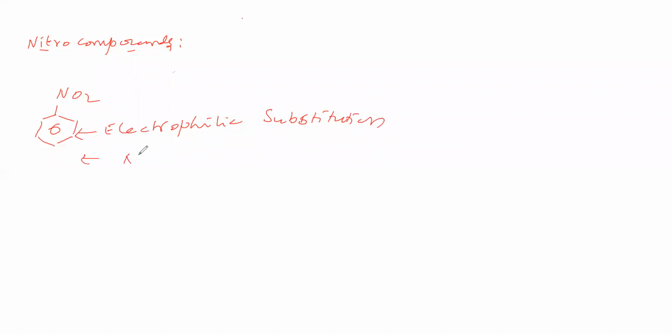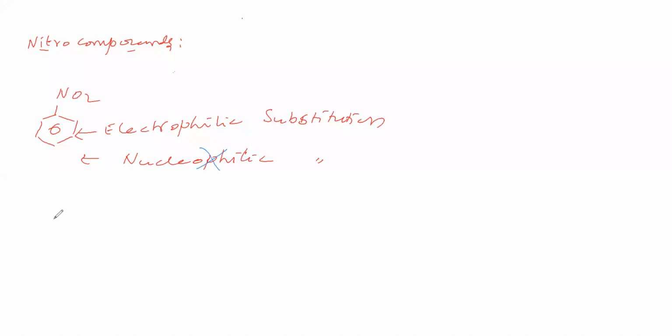Let us continue nitro compounds. In the nitro compounds, we will take nitrobenzene. This phenyl group will go for electrophilic substitution. Going for nucleophilic substitution is difficult.